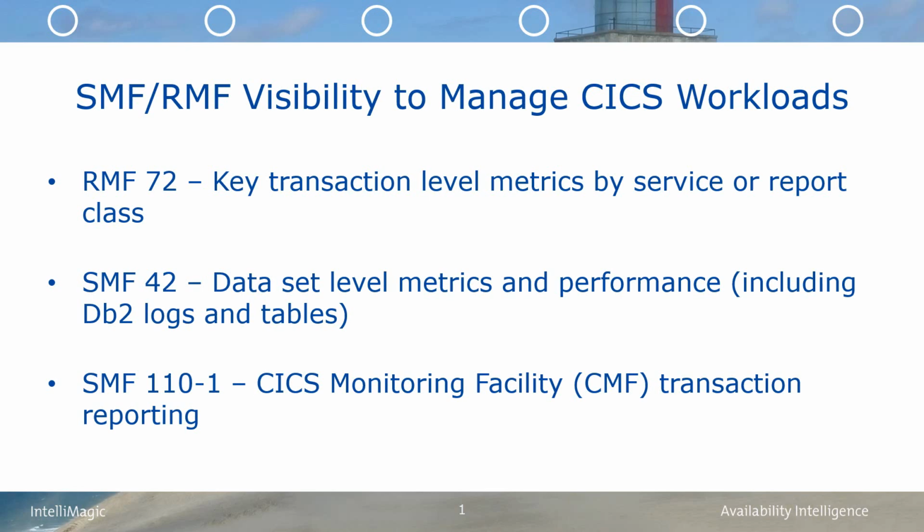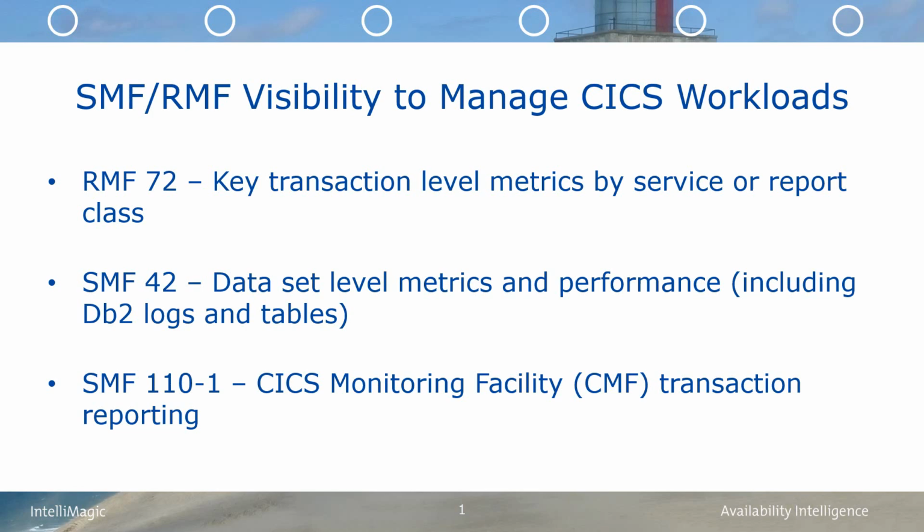IntelliMagic Vision provides visibility from many sources to assist sites in managing their CICS workloads. RMF Type 72 reporting provides key transaction level metrics at the service class or report class level. SMF 42 reporting shows dataset level metrics and performance. Each of these areas is covered in separate videos available on IntelliMagic.com.